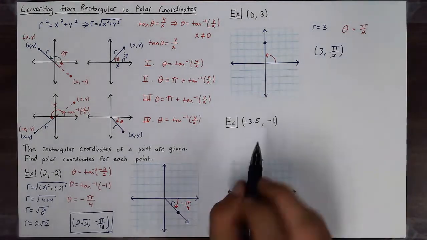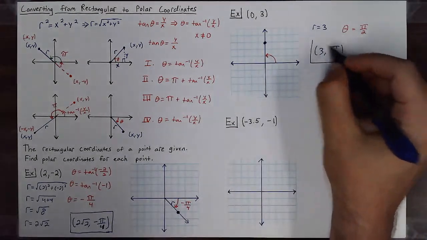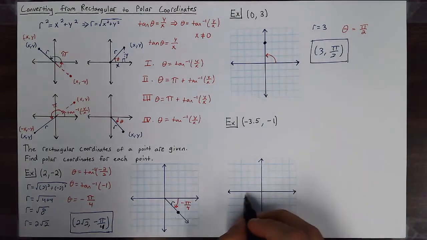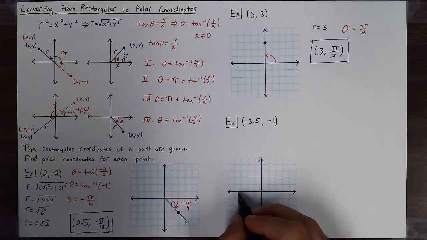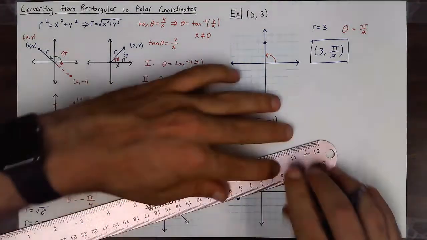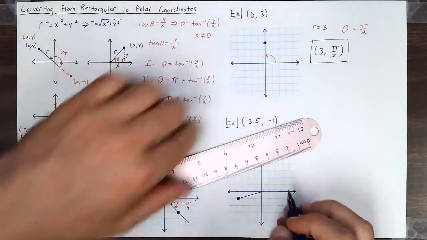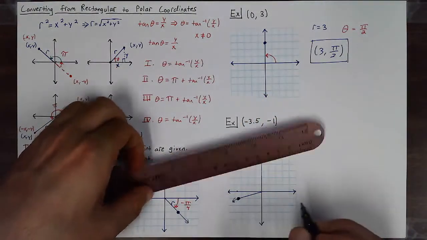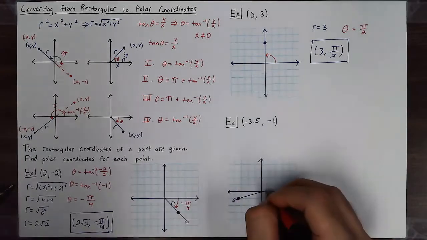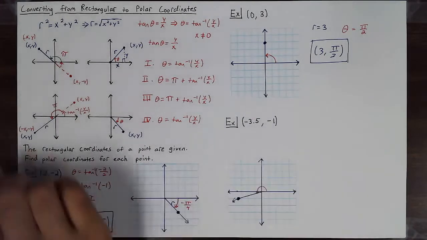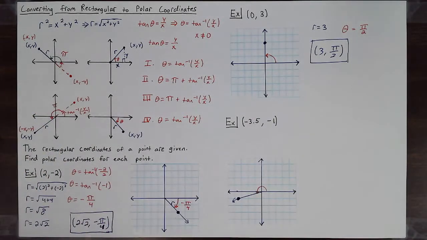Now this next one's definitely not on a pole. So we go to negative 3.5, negative 1. And now I have to find that rotation to the third quadrant and what radius it is to get out there. So it's definitely more than 180, or more than pi.